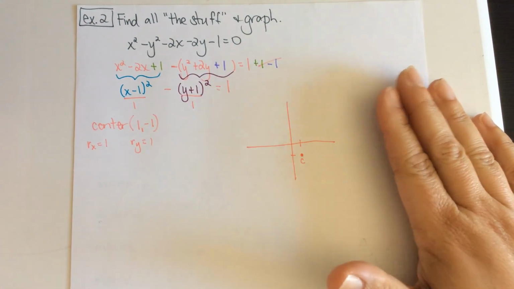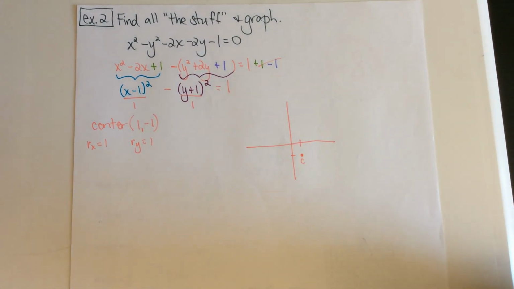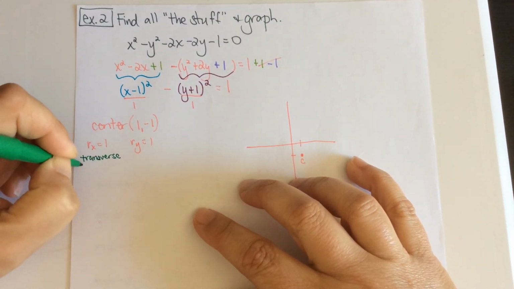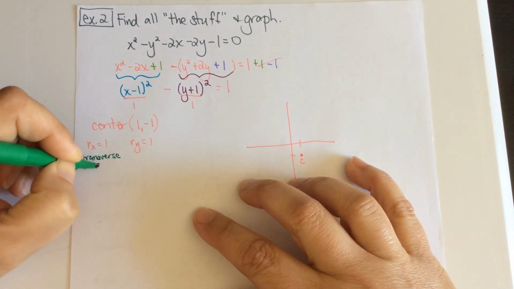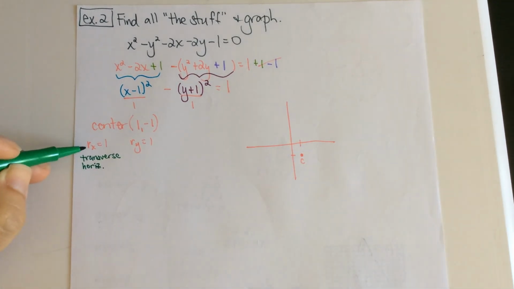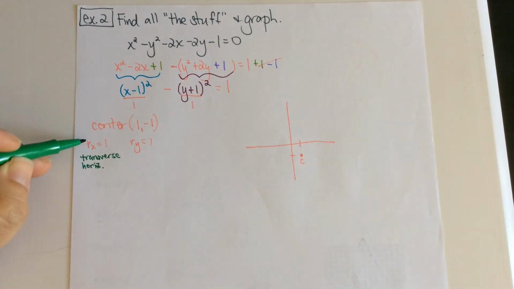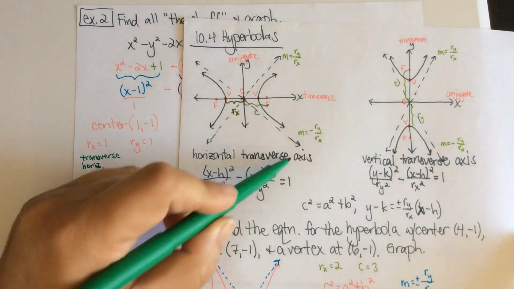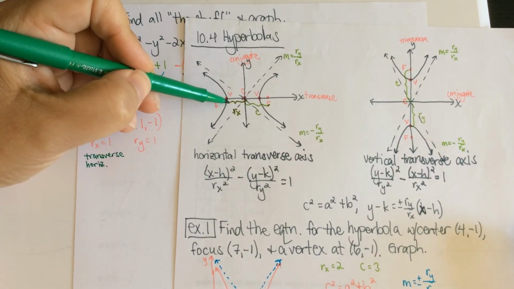And I need to know which one is the transverse axis. So take a second and look at the previous page of notes and figure out which is the transverse axis. So x is the transverse, which means it is horizontal. So the r sub x is going to tell me the distance from the center to the vertices. The positive term, right? So we have the positive x, horizontal transverse axis, links me directly to r sub x.